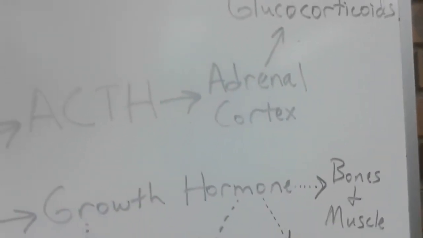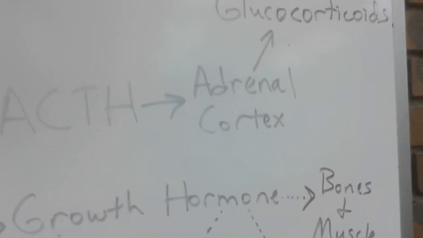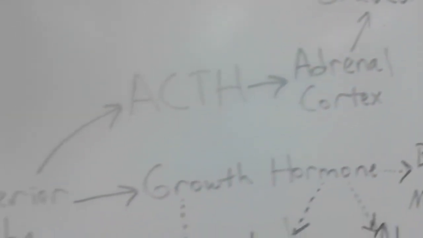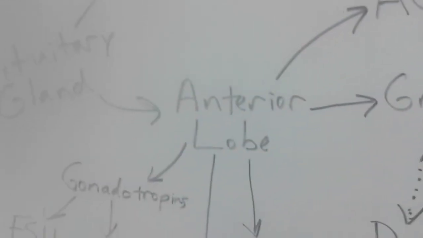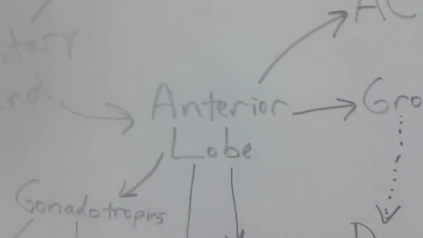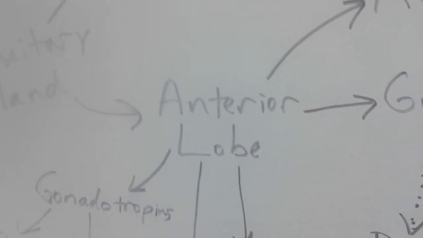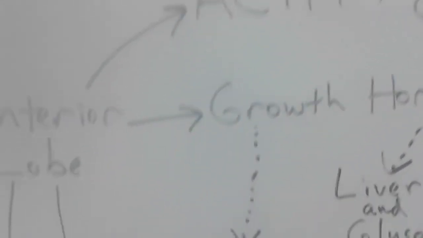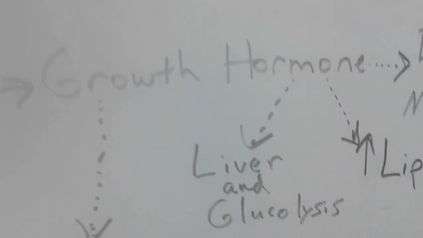So the adrenal cortex is the outer portion of the adrenal gland, and those produce things like glucocorticoids. And that's because ACTH is released from the anterior lobe of the pituitary gland. Now, the anterior lobe is busy. It's producing all types of stuff. So not only does it produce ACTH, but it also produces growth hormone.